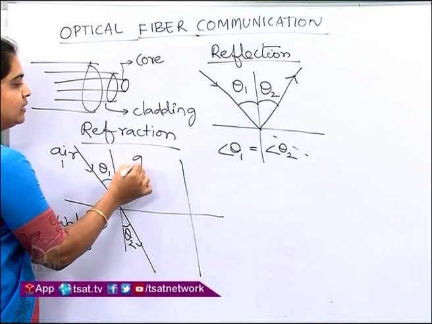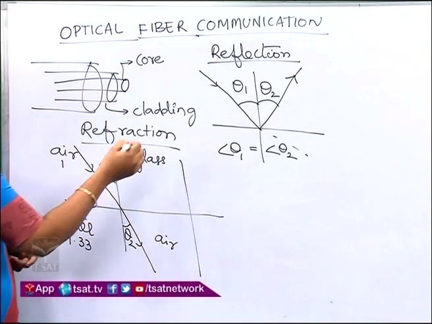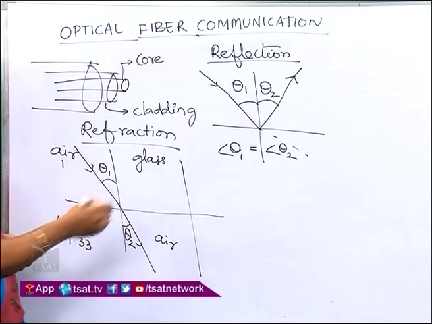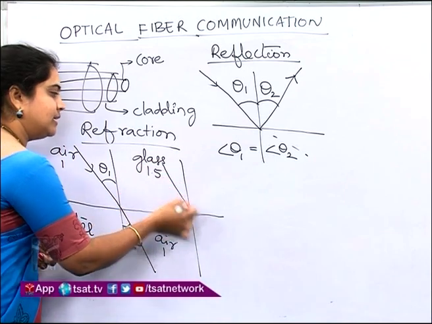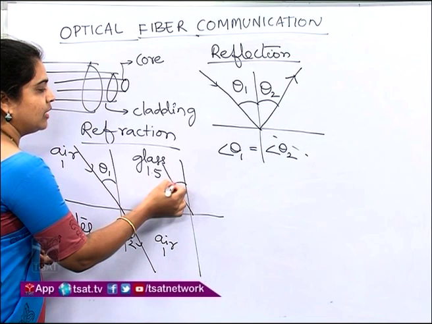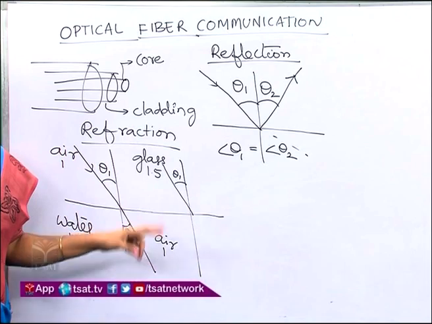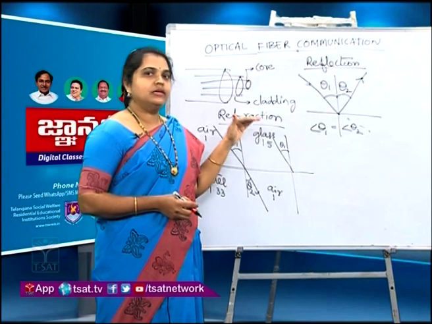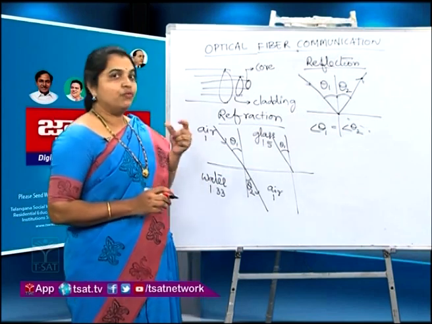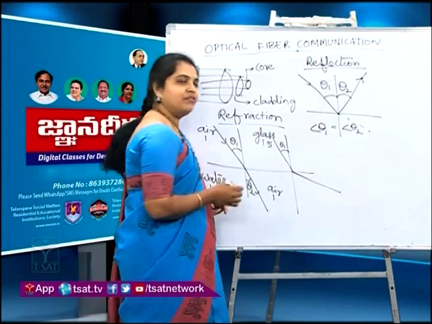We will see another case. I am taking glass and air here. What is the refractive index of glass? It is around 1.5, and for air it is 1. Same as before, the light is incident on the boundary with angle of incidence theta 1. Now air is the rarer medium and glass is the denser medium. Now the light is travelling from the denser medium to the rarer medium. So whenever the light travels from the denser medium to the rarer medium, it bends away from the normal.